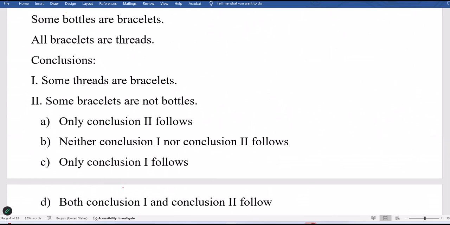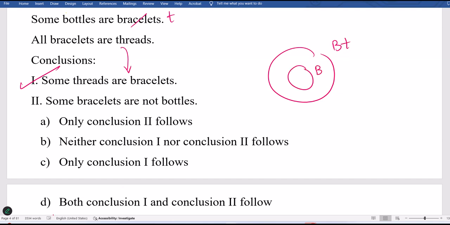This one I believe people solved it. Whenever "all" is there, we can put the reverse. Some bottles are bracelets means the reverse, some bracelets are bottles, is directly right. Some bracelets are not bottles? See, some bottles are bracelets. I can draw like this, then all bracelets are bottles. This is not correct. This one, the second one, failed.